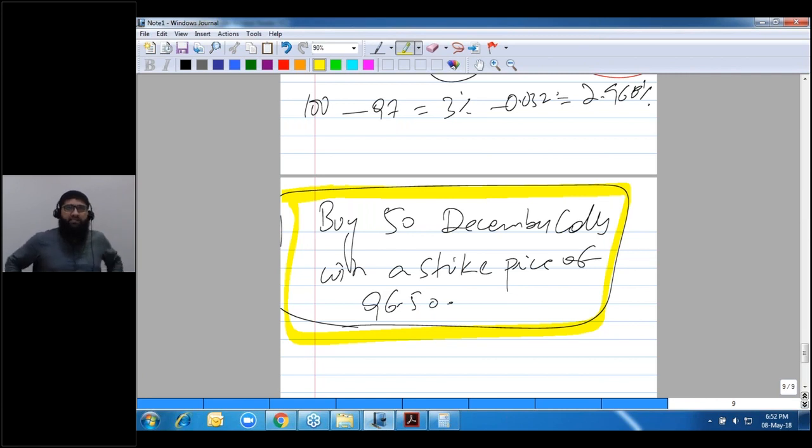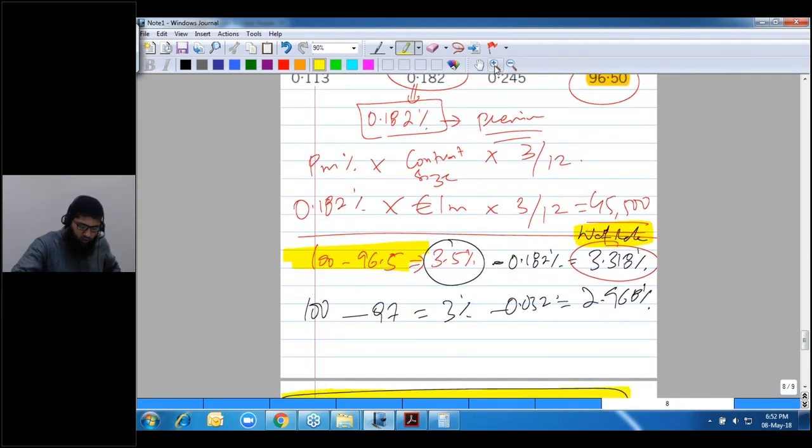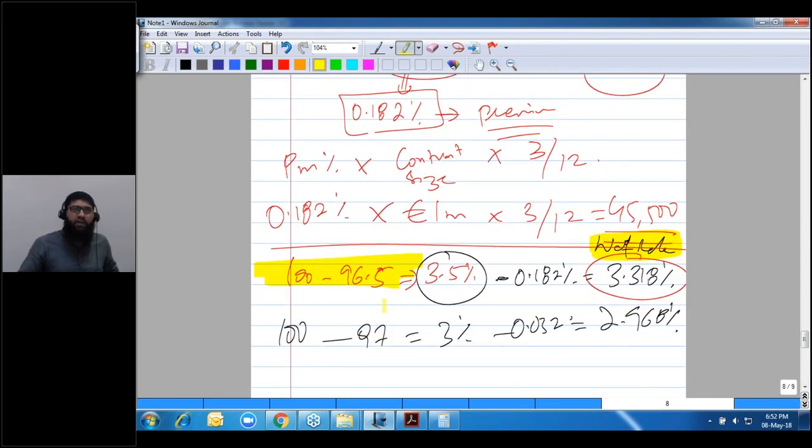Somebody is asking why a strike price of 96.5. As I explained just now, you have a choice: you can either go for a strike price of 96.5 or a strike price of 97. Why have I got 96.5? Because when I convert it, 100 minus 96.5, I get 3.5%. If I convert 100 minus 97, I get 3%. Since I'm a lender, I'm going to get this interest, 3.5%.